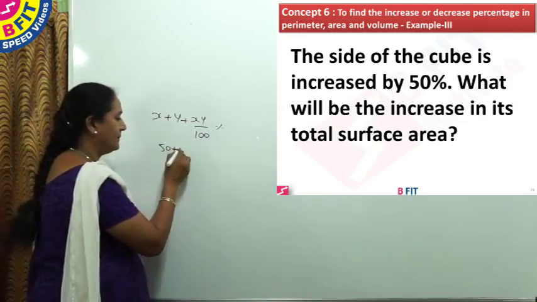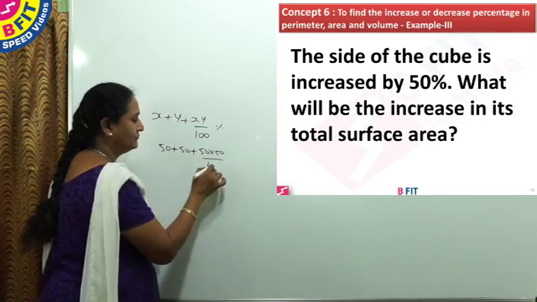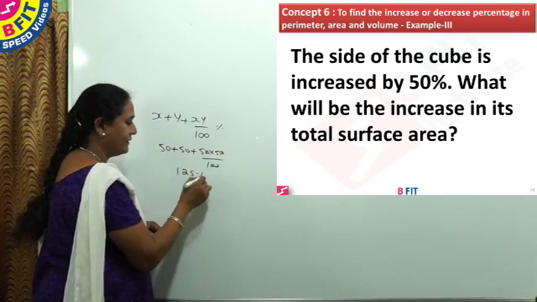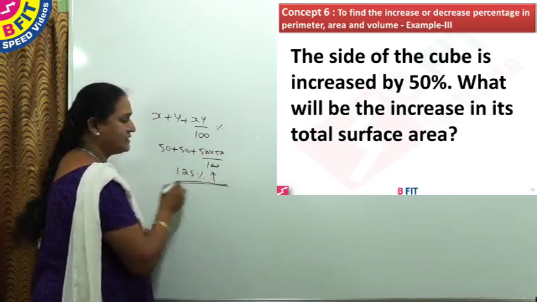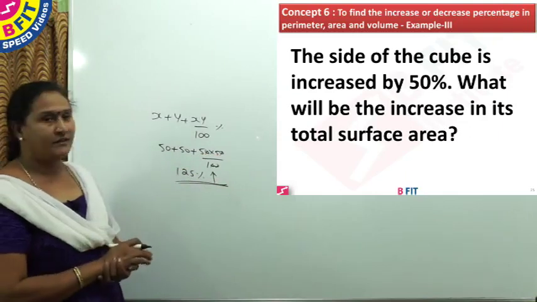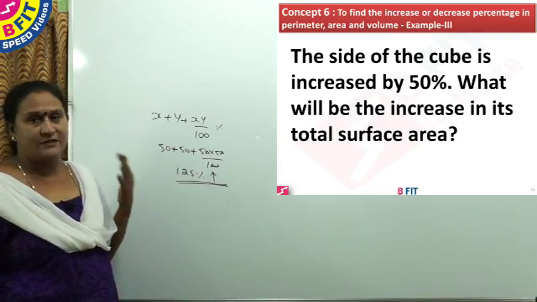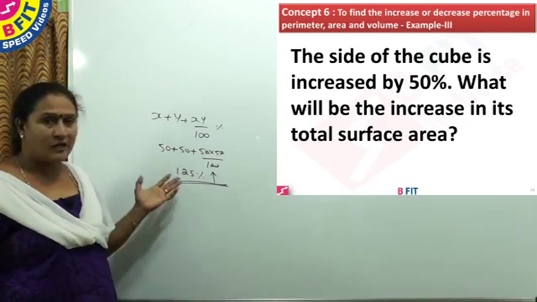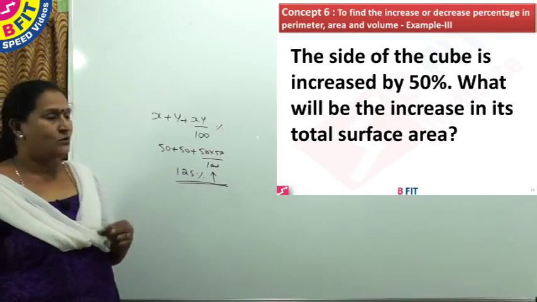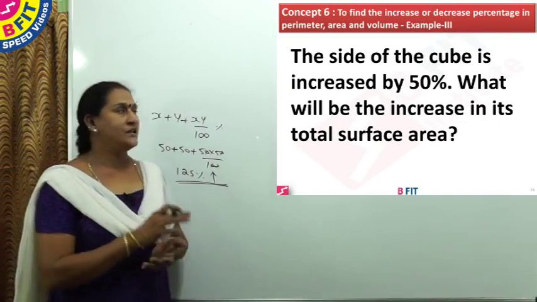So 50 plus 50 is 100, plus 25, so 125% is the increase in its total surface area. Suppose it is asked for LSA, it will also be the same 125%, because LSA is also two-dimensional. Area increase is asked where we have two changes.